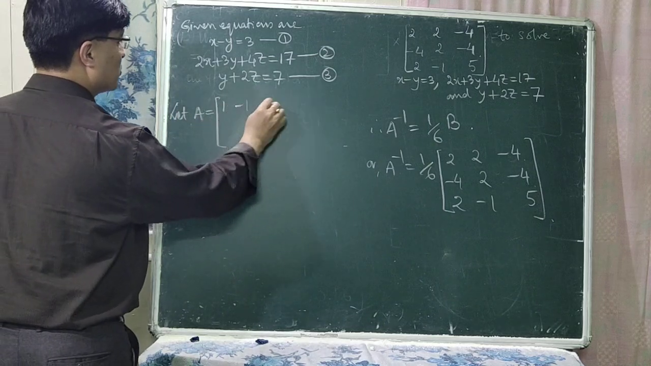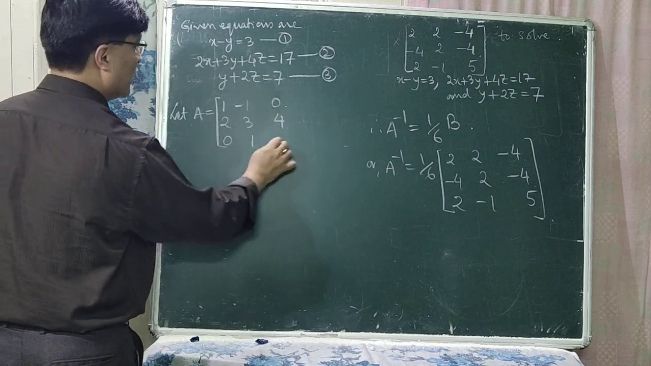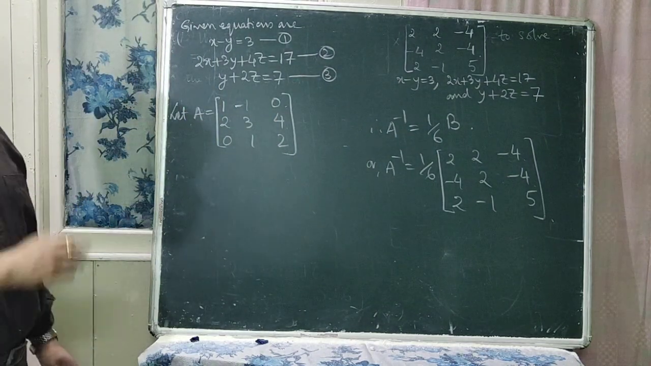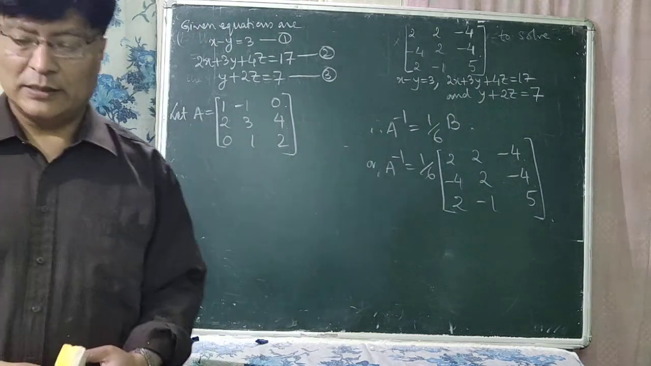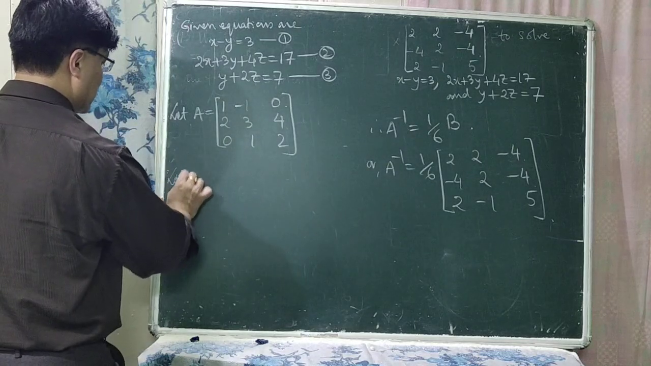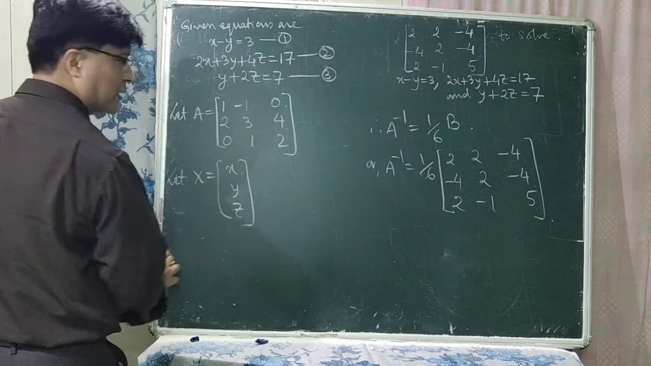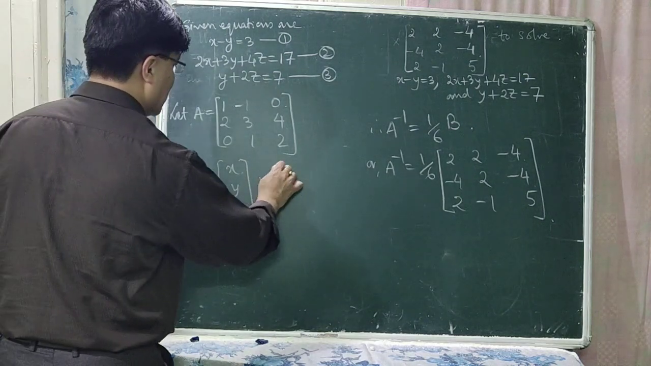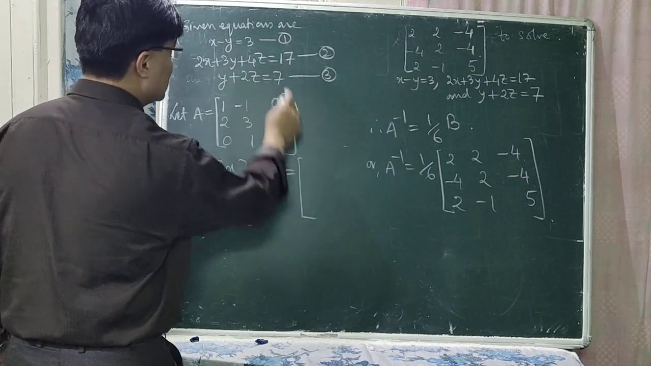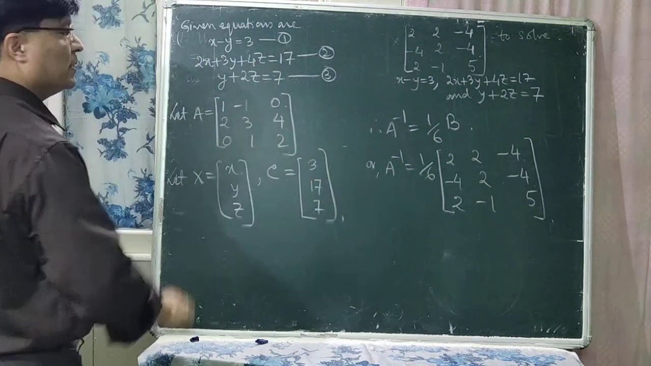Okay? So now let, what is capital A here? It is 1, minus 1, 0; 2, 3, 4; and 0, 1, 2. Is that clear? These are the coefficients of x, y and z from the first, second and third equations. And let capital X be the unknown column matrix x, y, z. And let capital C be the constant matrix, that is 3, 17 and 7.